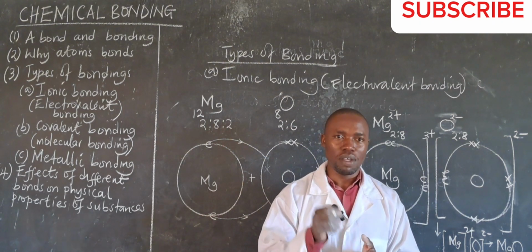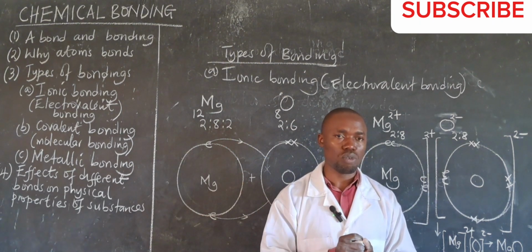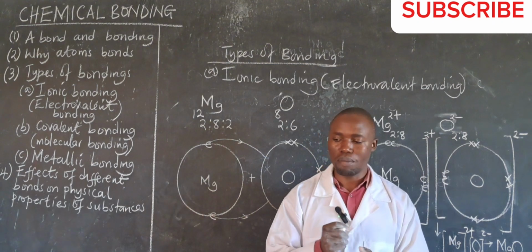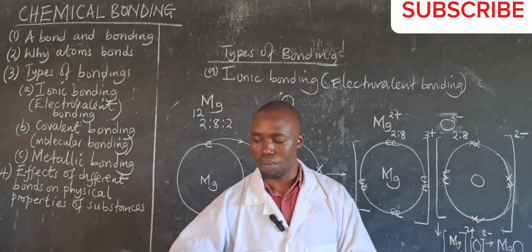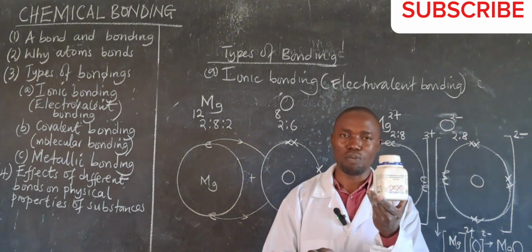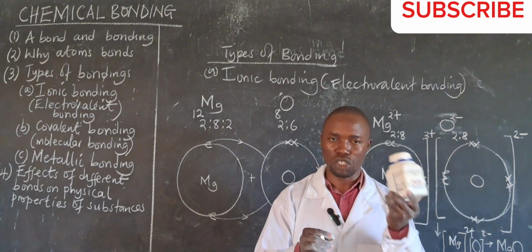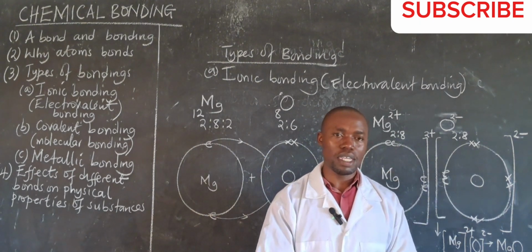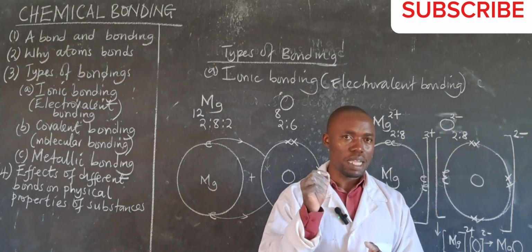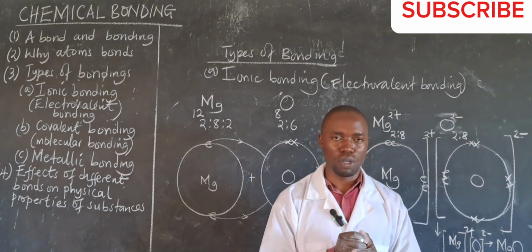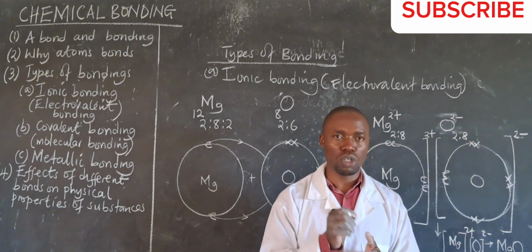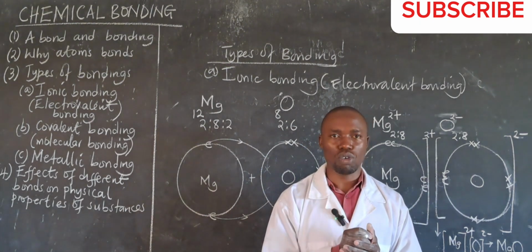The first one, they are normally solids at room temperature. We have a number of them in the laboratory. Like here, I have aluminum chloride, which is a solid substance. Then number 2, they normally have high melting and boiling points. If you heat your table salt at home, it will take longer to melt.